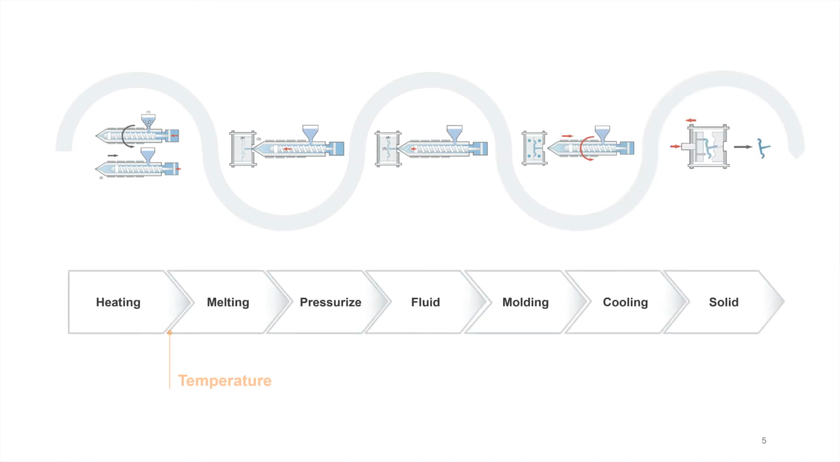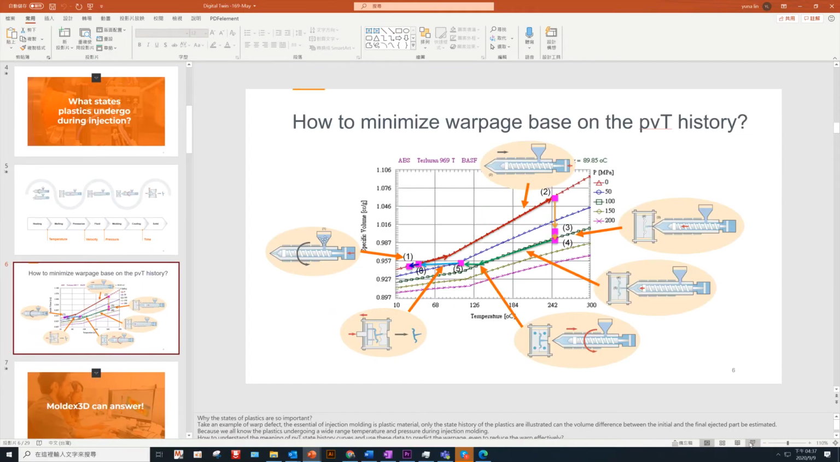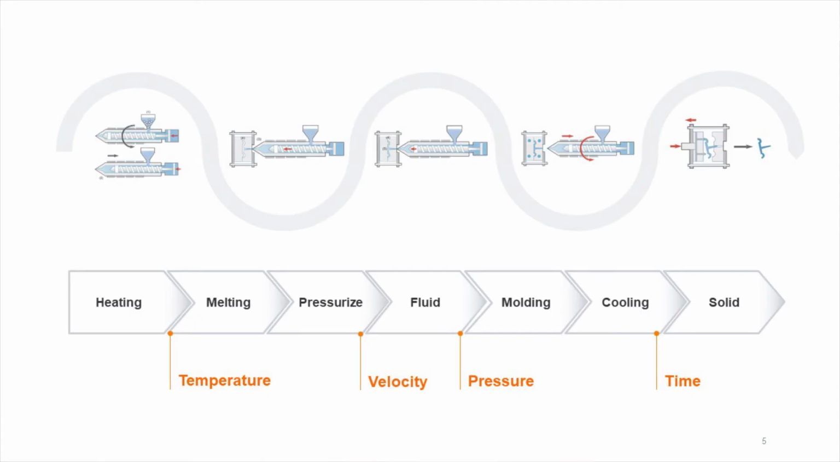This is the molding cycle of injection. We know the plastics undergo some stages. At the beginning, they are in the solid state in the hopper and then are heated in the barrel due to the friction between the plastic particles. After absorbing enough heat, they become a melting state and flowable.